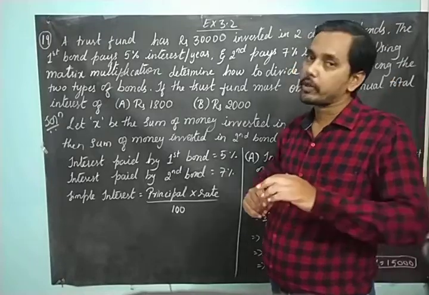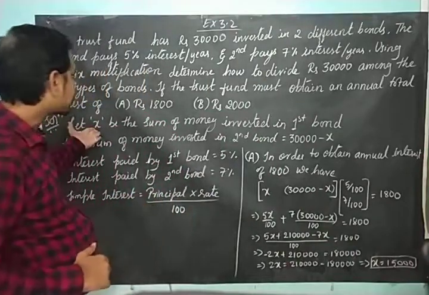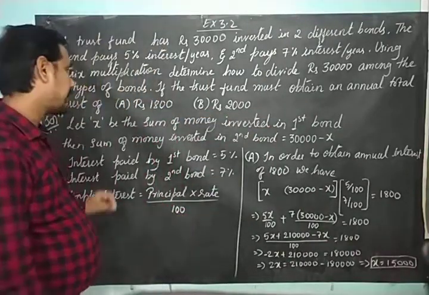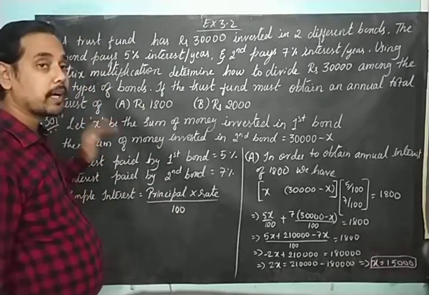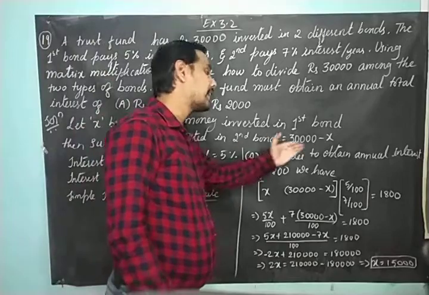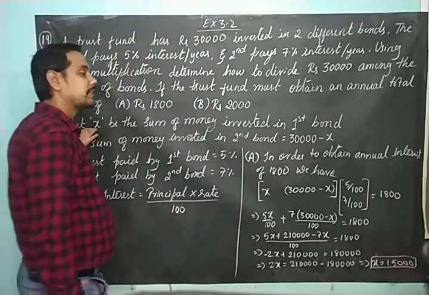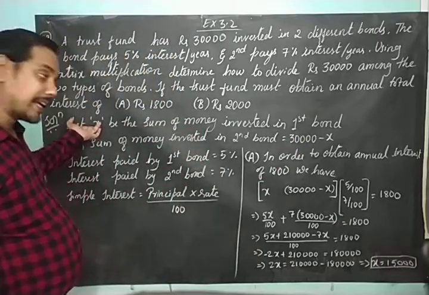Okay, so we should assume some parameters. Let us assume that X is the money invested in the first bond, right? We are investing rupees X in the first bond. Then what will be the amount invested in the second bond? 30,000 minus X. If X is invested in the first bond, then the amount invested in the second bond will be 30,000 minus X.